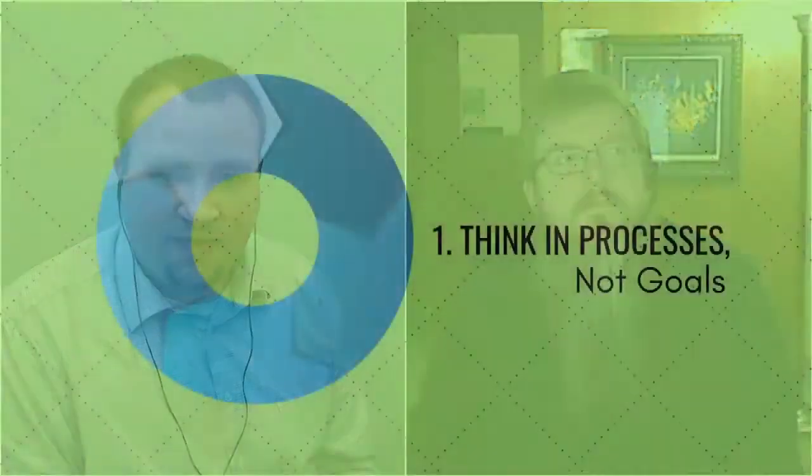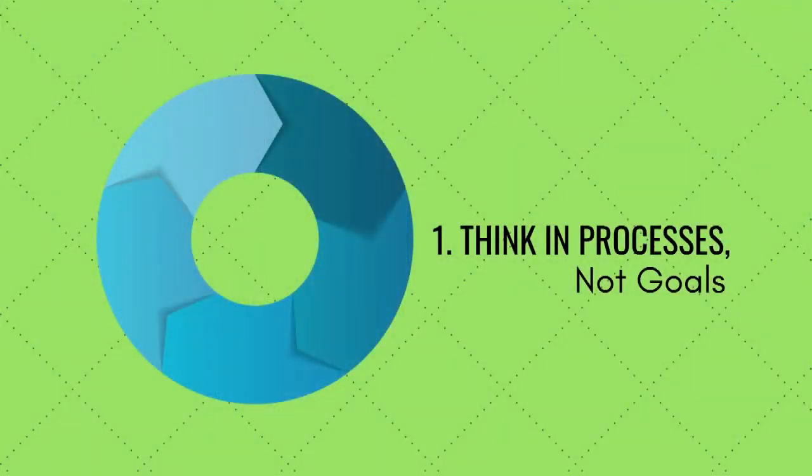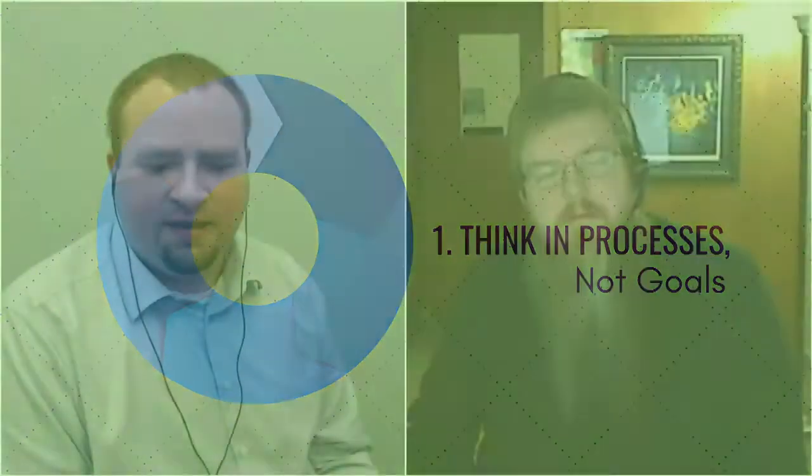So yeah, I think there's just a lot of different ways to apply it, and we're going to talk about 5 ways today. So the first way is to think in processes, not in goals. Can you talk about that? You talk about that quite a bit in our blog post, and we'll share the link for that later on. But can you explain that idea of thinking in processes, not goals?